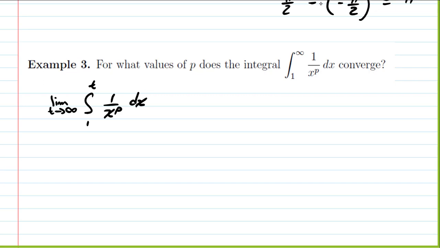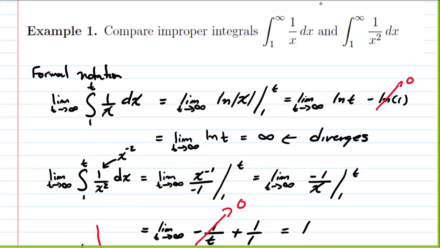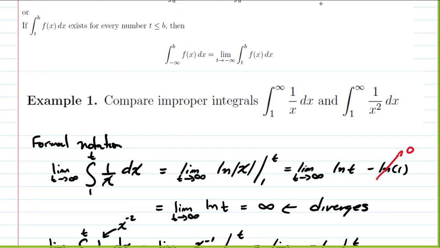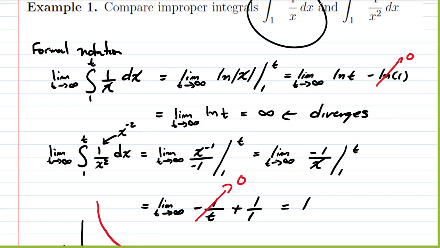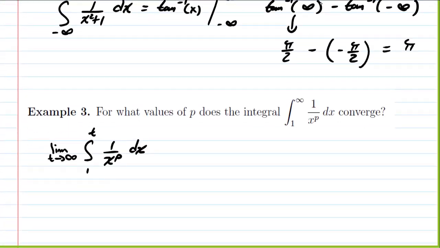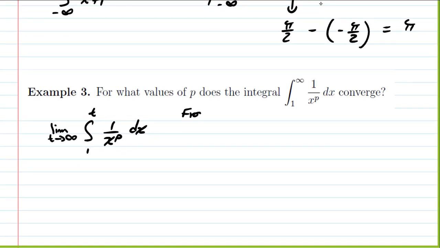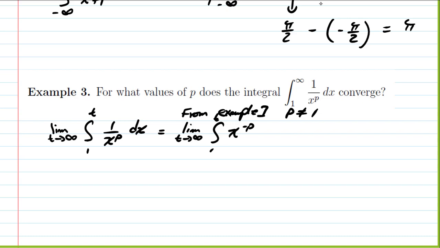So, first observation, we know from example 1 that p can't be 1. Because if p is 1, you get this integral, right? And what did we determine that that was? Infinity, so it diverged. So from example 1, we know p cannot be 1. Well, that's good, because that's the one exception to that rule. So in order to do this integral, then, we're going to use the power rule. So we have the integral from 1 to t of x to the negative p dx.